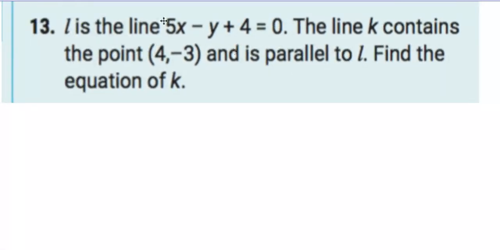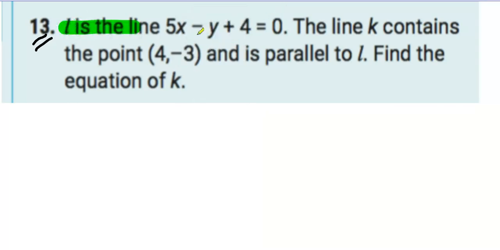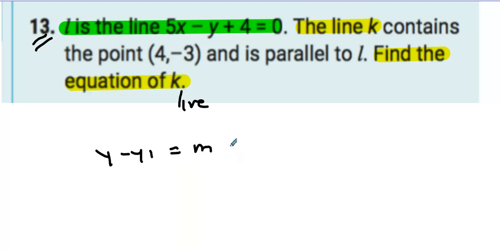Anybody know how to do question 13? Okay, let's read the language. Here's a line. Happy days, no bother. Here's the line K. And what does the question want me to do at the end? What does it say K is again? What is K? What item is K? It's a line. It wants me to use the equation of a line. Are you guys all right with that?